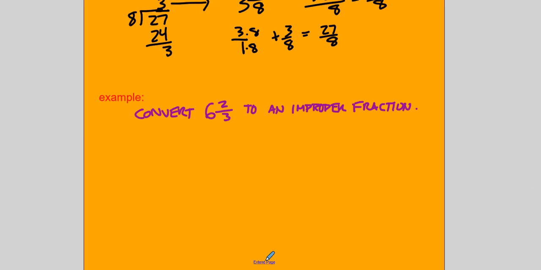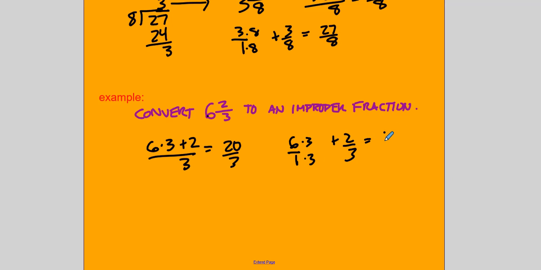So convert 6 2/3 to an improper fraction. Again, here I take 6 whole parts times the number of parts in a fraction, 3, plus 2 over 3, which gives me 18 plus 2, which is 20 over 3. Again, that's 6 whole parts plus 2/3 fractional parts. That's 6 over 1. The least common multiple of 1 and 3 is 3. So that makes 18 plus 2, which is 20/3.